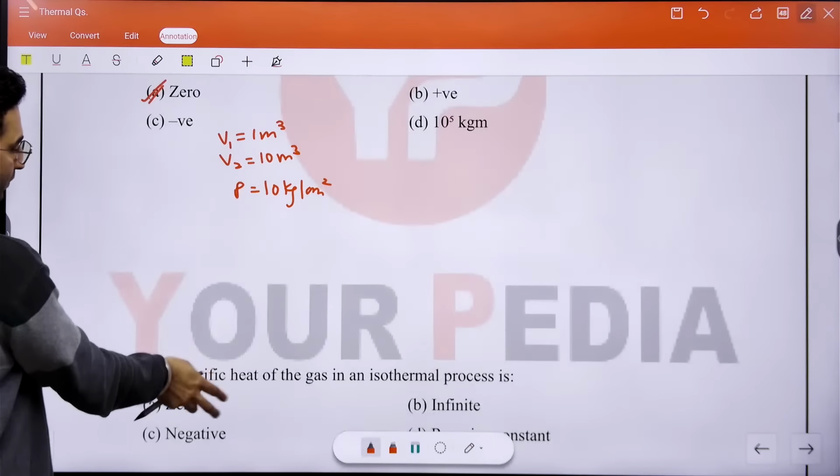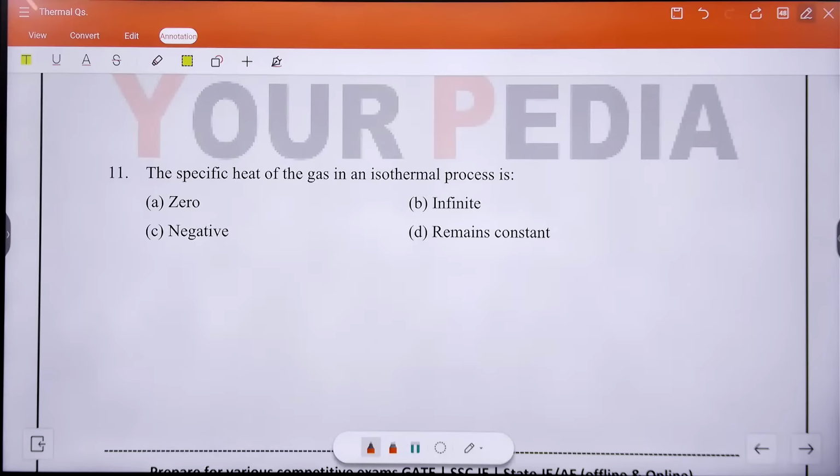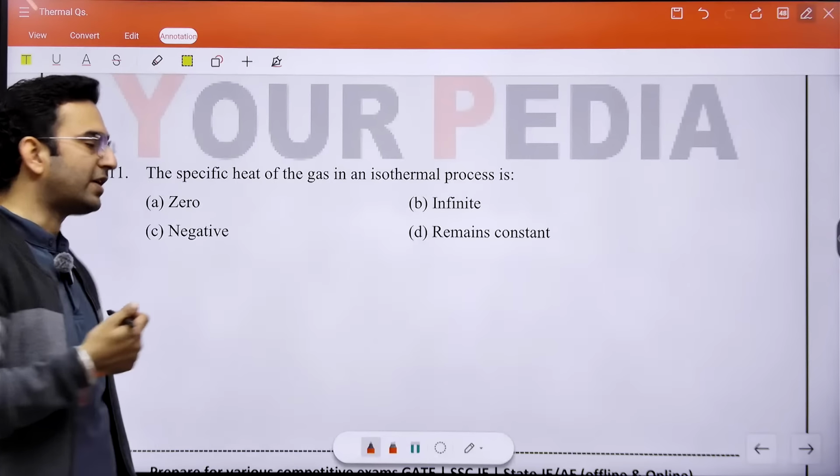Next. What is the value of the specific heat of the gas in an isothermal process? Yes, what can be the answer?